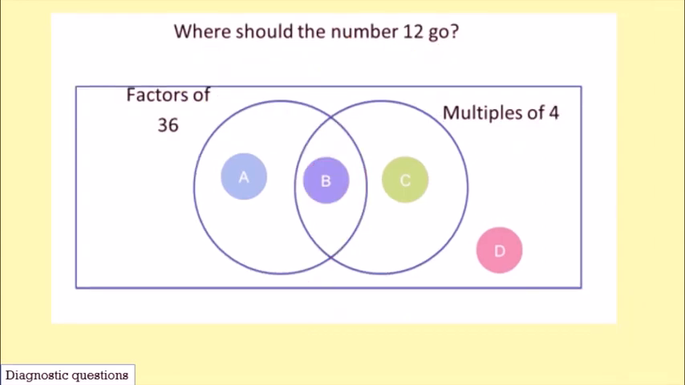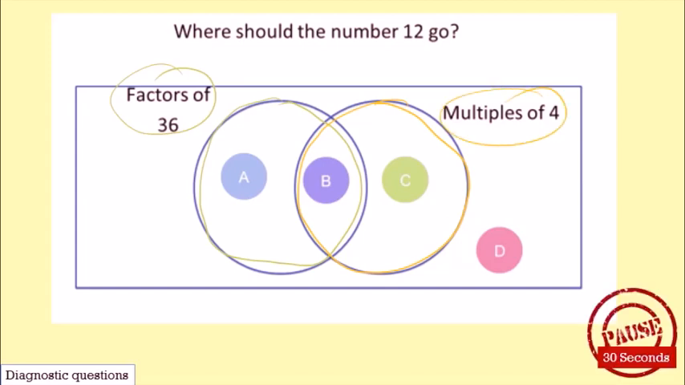Okay, it's another similar type of question. Where should the number 12 go? Now the two categories are factors of 36 and multiples of 4. So this circle represents factors of 36 and this circle represents those numbers that are multiples of 4. Okay, press pause, give it a go, and then we'll go for the answer.